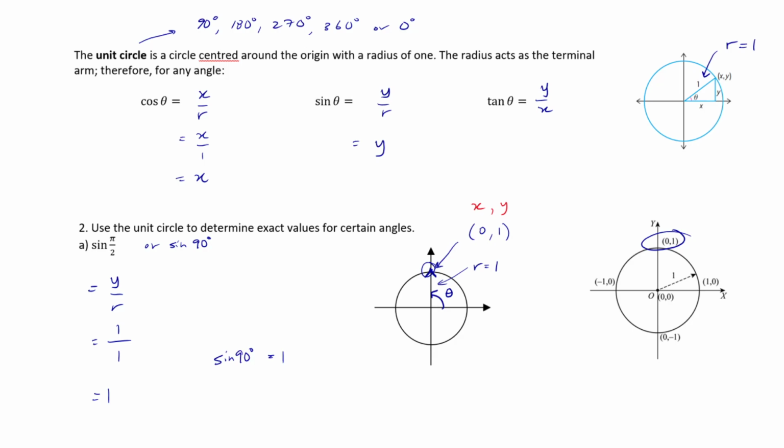Now, if we were to just quickly think about this, what would the cos of 90 degrees be? Well, the cos of 90 degrees would be defined as x over r, and x in this case is 0, 0 over 1, so cos of 90 degrees is equal to 0. Finally, if we wanted to quickly take a look at what tan of 90 degrees is, tan is y over x. Y would be equal to 1, x is equal to 0, and therefore it is undefined.